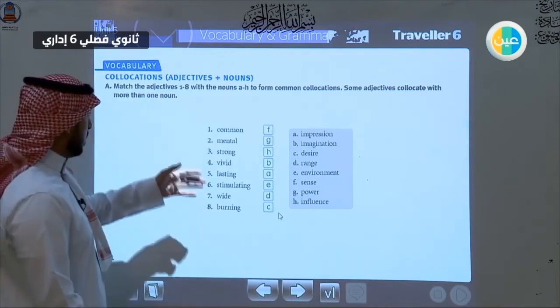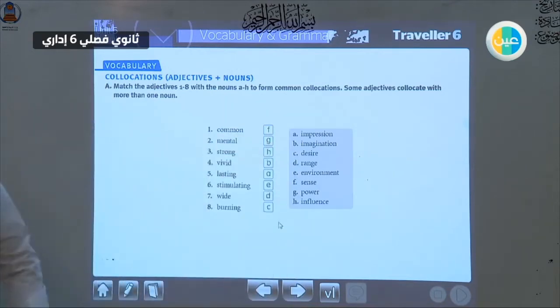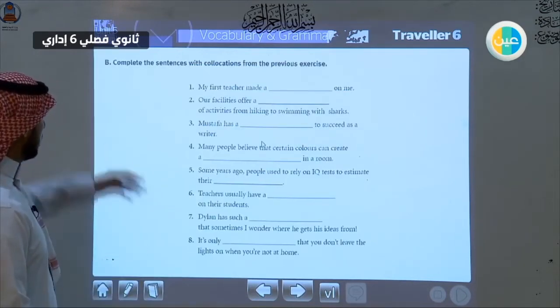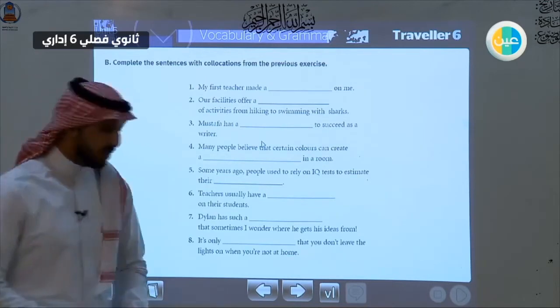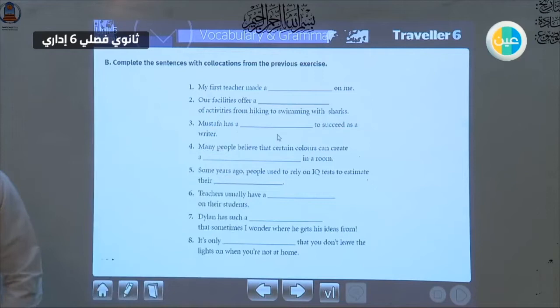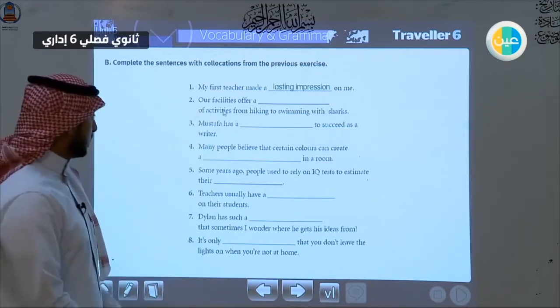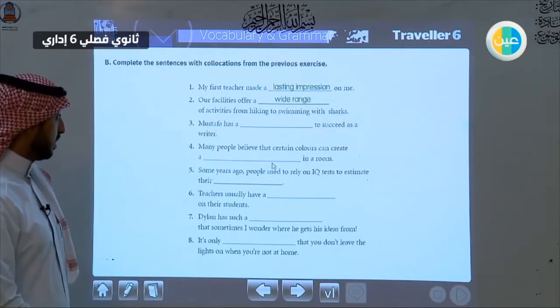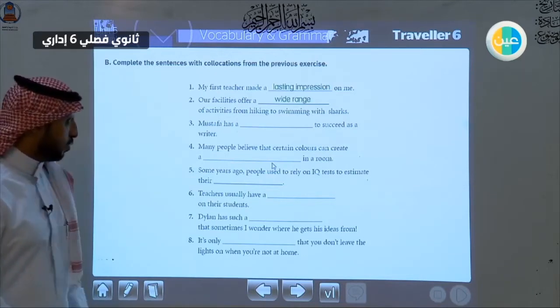So now we have matched the adjectives with the nouns. Now we need to use them in order to complete the sentences here from 1 to 8. Complete the sentences with the collocations from the previous exercise. The first one says, my first teacher made a lasting impression on me. أثر علي, or sorry, ترك طابع. Number 2, our facilities offer a wide range of activities, from hiking to swimming with sharks.